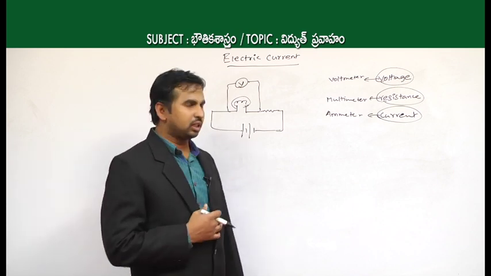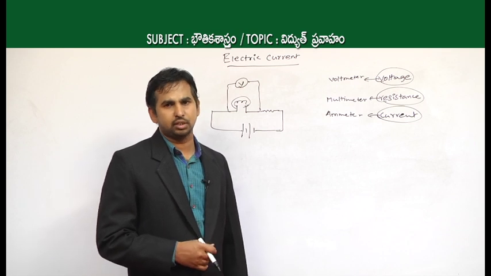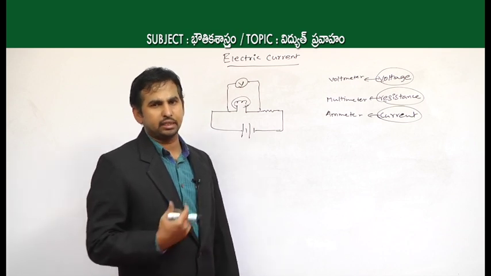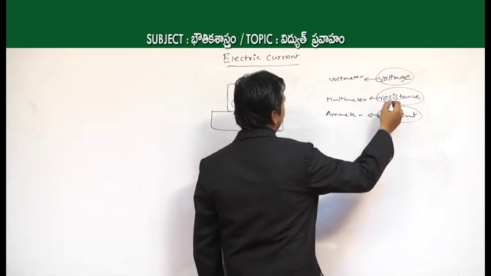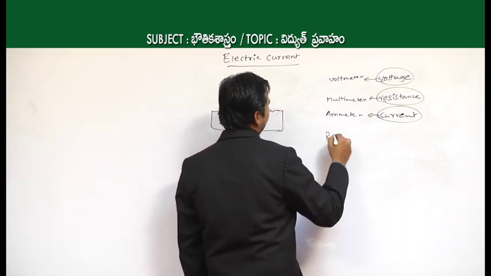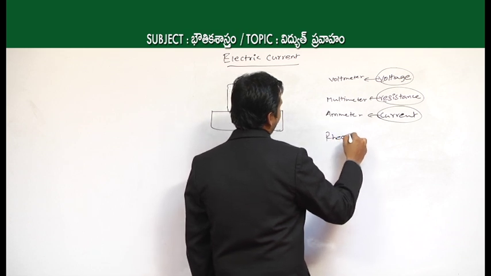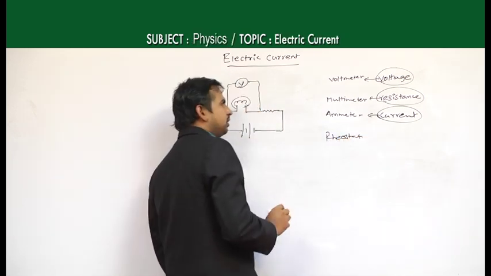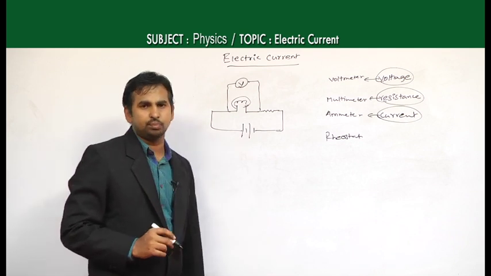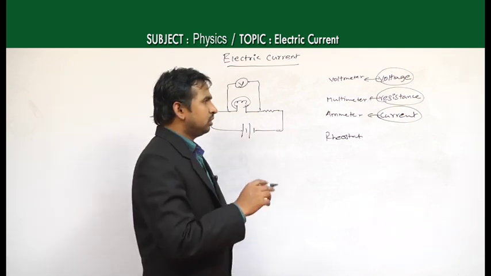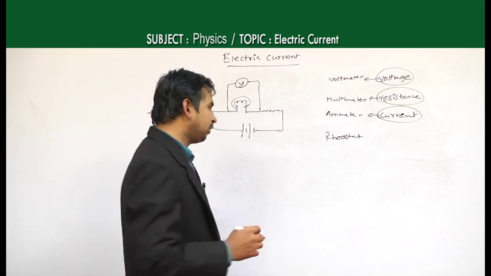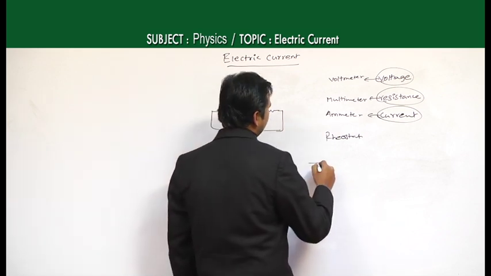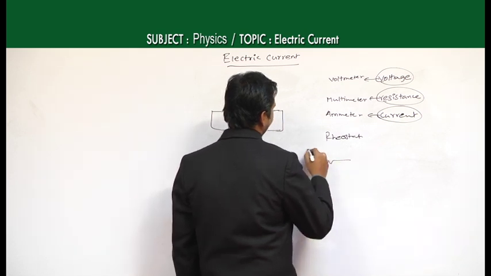And here one more thing: if you want to increase or decrease the resistance, meaning we want to change the resistance here, we use a separate component that we call a rheostat. The rheostat is used to change the resistance. The symbol for the rheostat is like this.